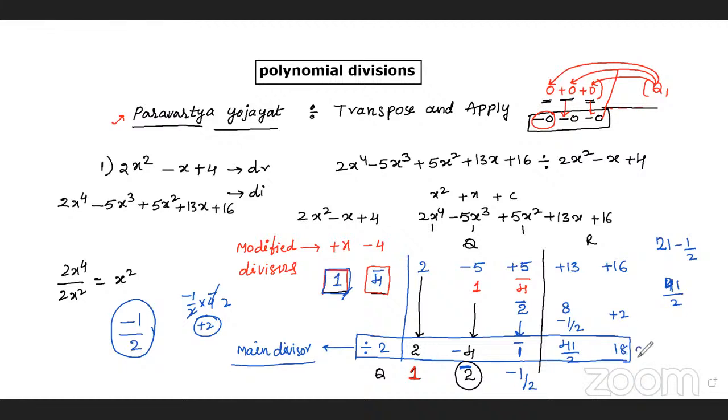So now this is the x power 0 and this is x power 1. So that is 41 by 2x plus 18 is our remainder part, and this is x power 0, x power 1 and x square. So that is x square minus 2x minus 1 by 2 is our quotient. Is it clear? Yes, sir.